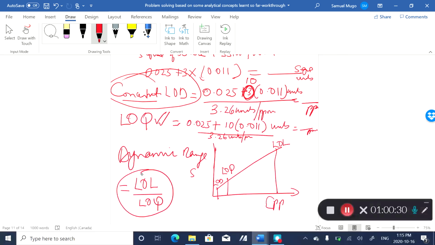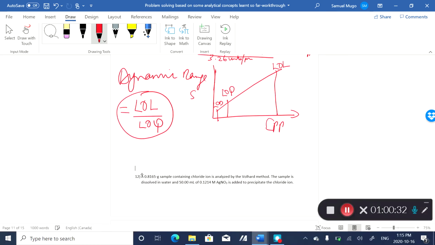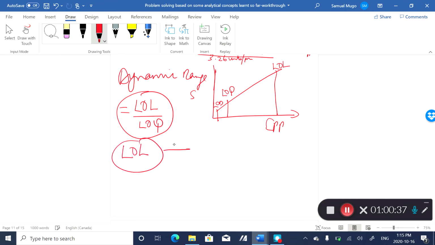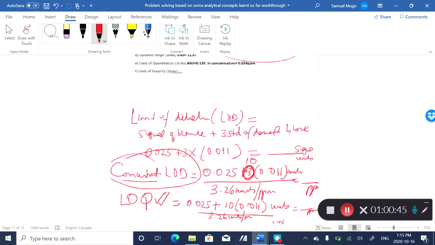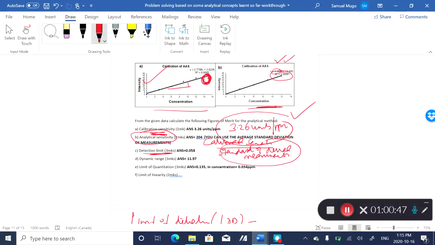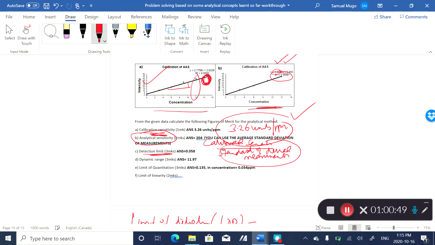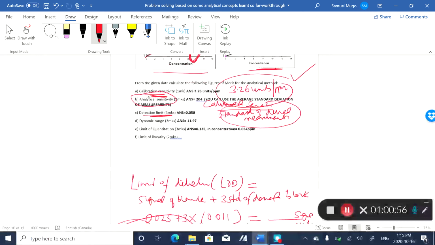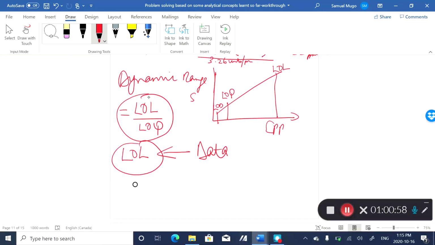Okay. And so the question is, how do you calculate the limit of linearity? You just look at it right from the table, right from the data. So you can see the limit of linearity in this case is going to be this guy. The 12 is the last data point where you're getting a good linear relationship. So you can see the limit of linearity in this case is actually going to be 12.